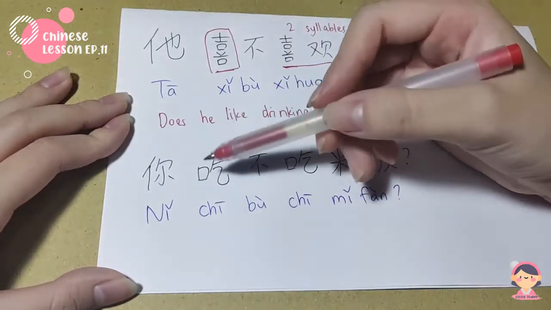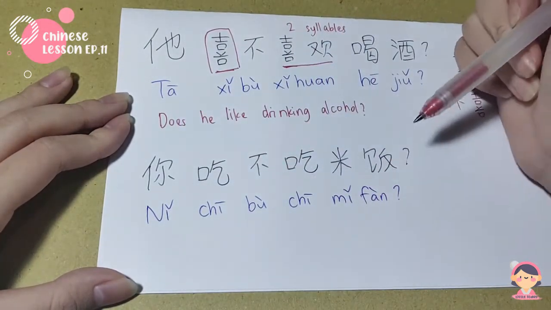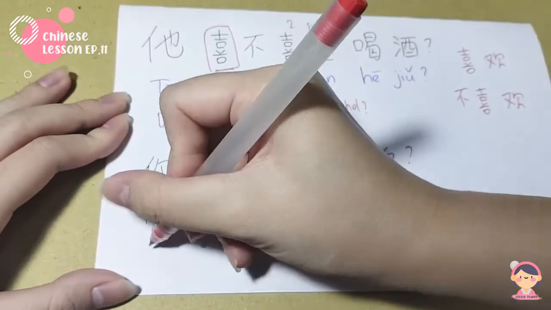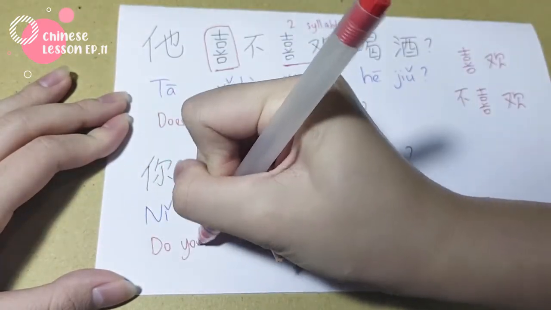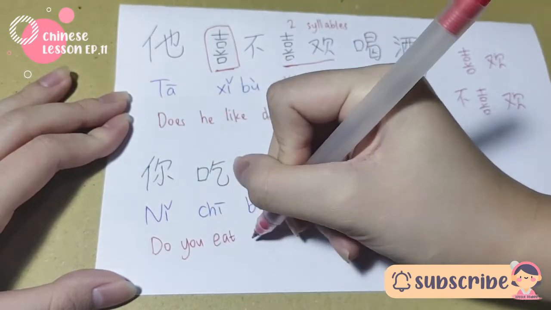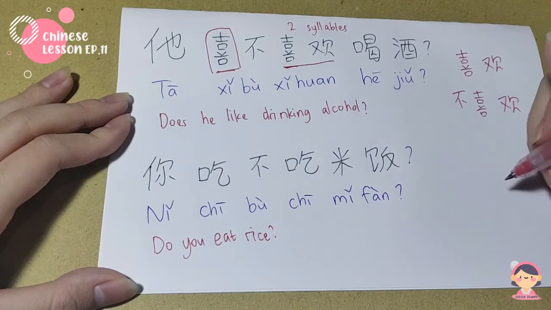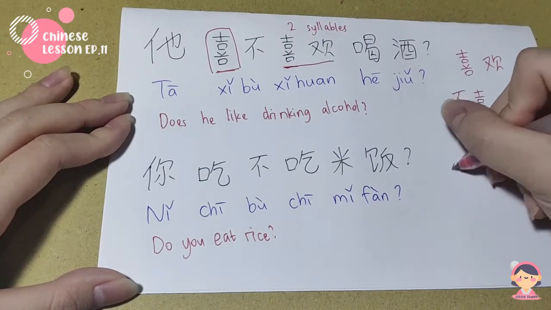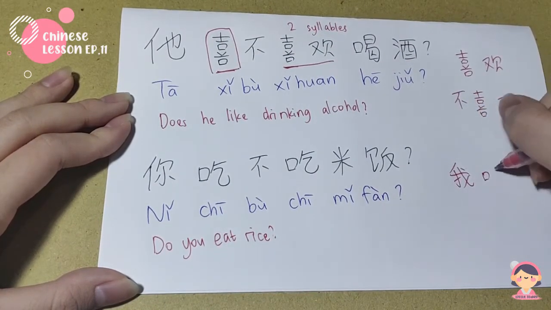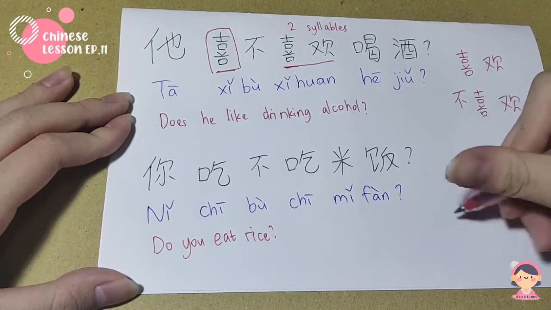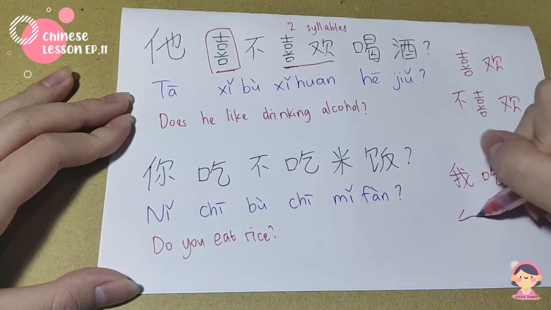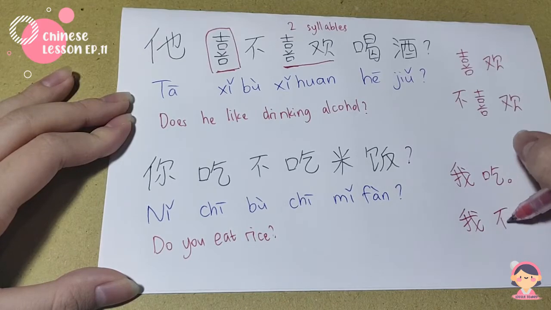The last one is 你吃不吃米饭? Which means, do you eat rice? And if you eat rice, you can say 我吃. And if you don't want to eat rice, you can say 我不吃.